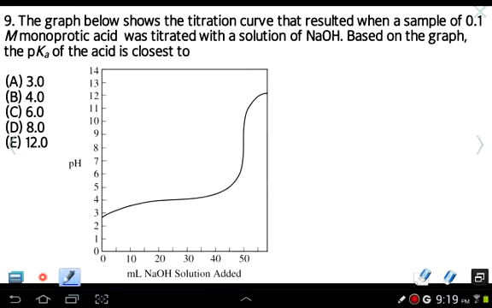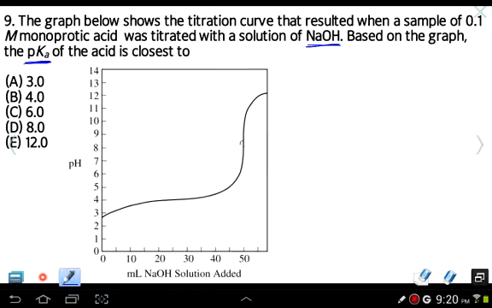The graph below shows the titration curve that resulted when a sample of 0.1 molar monoprotic acid was titrated with a solution of sodium hydroxide. Based on the graph, the pKa of the acid is closest to. Now this is a totally different question, and we actually did a lab like this, except we didn't talk about pKa. So let me show you. The answer is actually quite simple, and then I'll show you the theoretical background behind it.